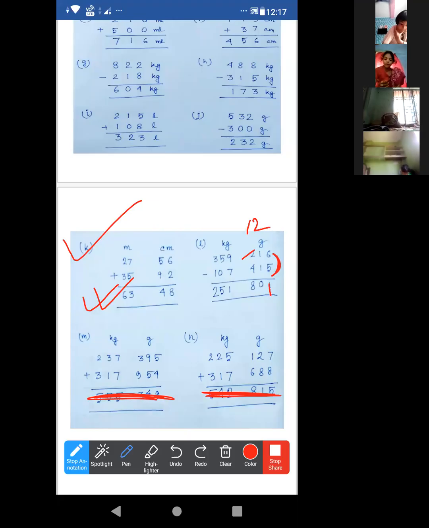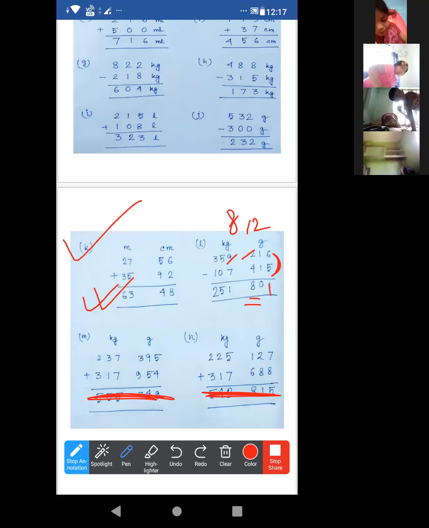5, 6, 7, 8, 9, 10, 11, 12. It will be 8. We have borrowed 1, so this 9 will become 8. Now 8 minus 7, that is 1. Now this 5 will remain as it is. And 3 minus 2, 1. 3 minus 1 is 2. Just complete it.